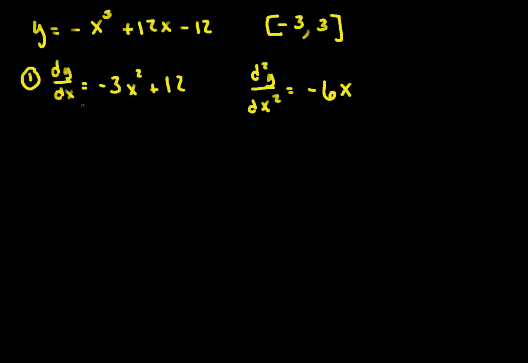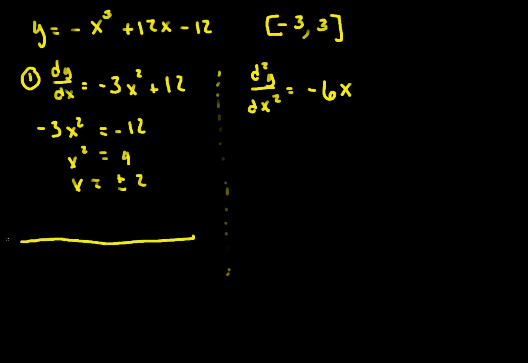Now we need to determine where the first derivative is 0. So negative 3x squared equals negative 12, x squared is equal to 4, so x is plus or minus 2. Making our sign graph for f prime: our lower bound is negative 3, then we've got a critical value at negative 2, another critical value at 2, and then our endpoint at 3.